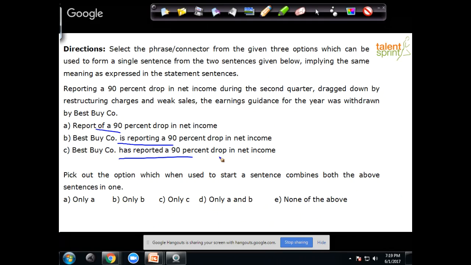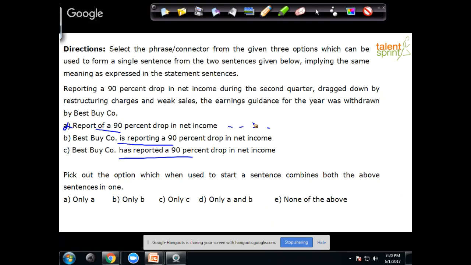So, if I have to combine the two sentences and make logical sense, starting with the given options, let's start with A. Report of a 90% drop in net income during the second quarter, dragged down by restructuring charges and weak sales. The earnings guidance for the year was withdrawn by Best Buy. Doesn't make logical sense. Report of a 90% drop in net income did something. Right? That did something is not coming clearly. The construction is not grammatical. I will eliminate option A.